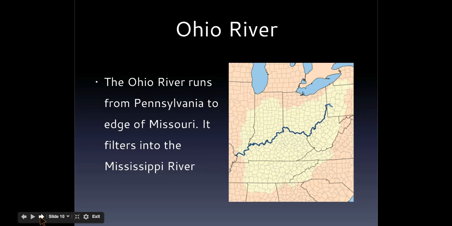Alright, the Ohio River. It runs from Pennsylvania down to the edge of Missouri, and it filters into the Mississippi River, which is right here at the edge of this photo. So go ahead and take a second, pause the video if you need to, and write down that the Ohio River runs from Pennsylvania to the edge of Missouri.